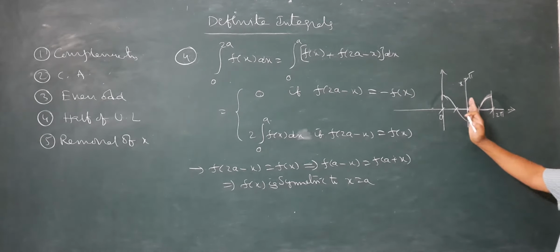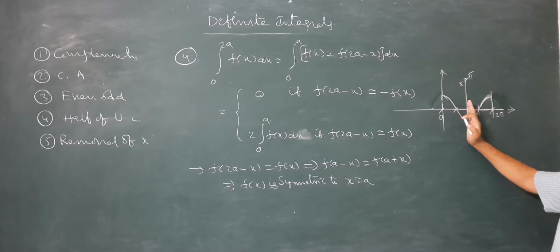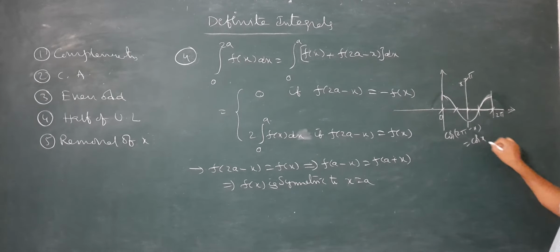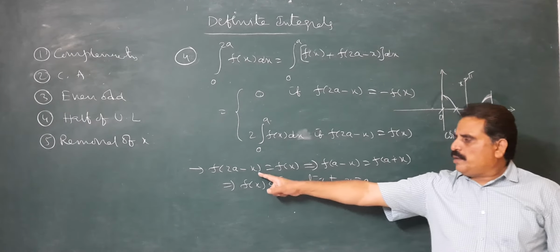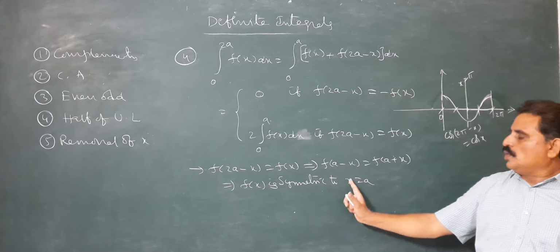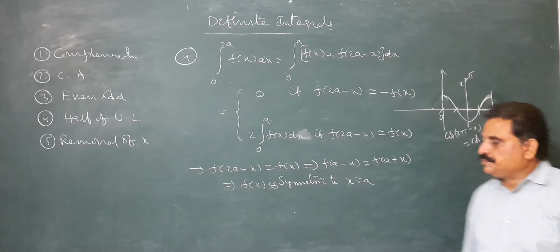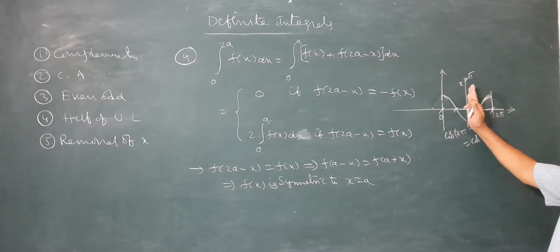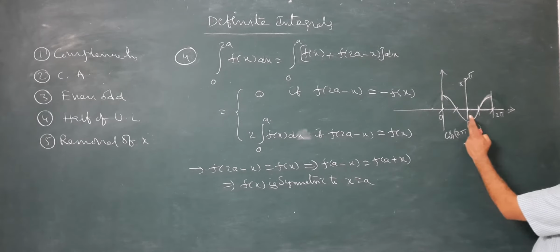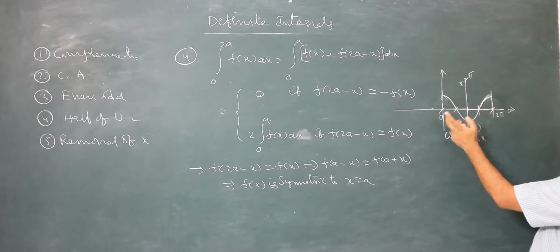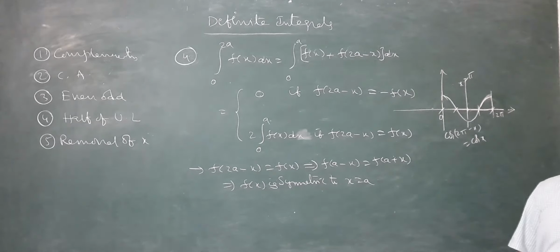That means the curve is symmetric about x equal to a, because cos of 2 pi minus x equals cos x. Whenever f of 2a minus x equals f of x, the function is symmetric about x equal to half of that limit, x equal to pi. That means about x equal to pi, the left part and right part are both the same. So the integral from 0 to pi of cos x dx.